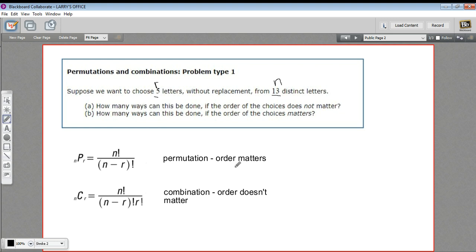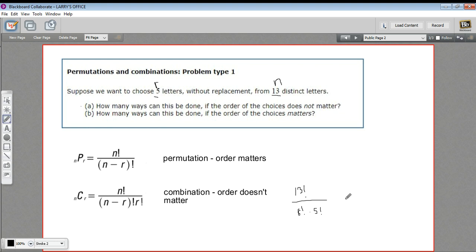And to do that, we remember that in permutation, the order matters, and in combination, the order doesn't matter. So this first one here, A, that's our combination. It says, how many ways can this be done if the order does not matter? So we'll just use our combination formula here. N is 13, so this would be 13 factorial on the top of the fraction. And on the bottom, we would have n minus r factorial, so 13 minus 5, that's 8 factorial. And then times r factorial, so times 5 factorial.